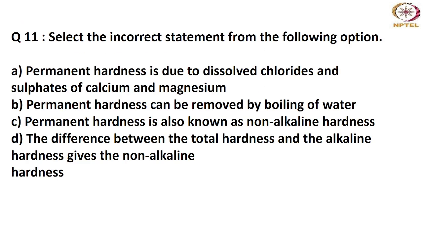So select the incorrect statement from the following options. Permanent hardness is due to the dissolved chlorides and sulfates of calcium, magnesium, or this permanent hardness can be removed by boiling of water. Permanent hardness is also known as non-alkaline hardness. The difference between the total hardness and the alkaline hardness gives the non-alkaline hardness.